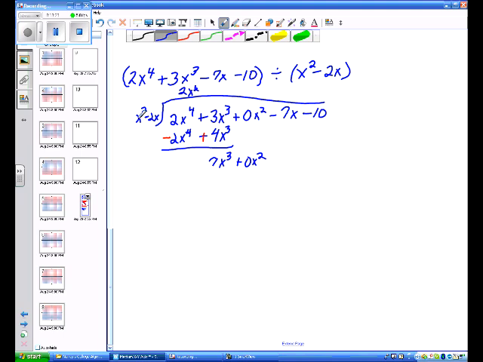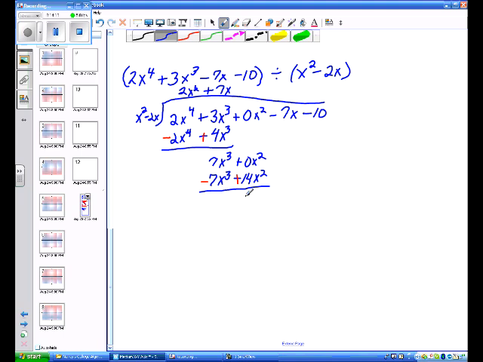Then we ask ourselves, x squared times what is 7x cubed? Well, times 7x. The signs were the same, so it was positive. We multiply. 7x times x squared is 7x cubed. 7x times negative 2x is negative 14x squared. That's why we needed that 0x squared, to hold the place, because we were going to have an x squared we needed to subtract with. Okay, we're going to subtract a binomial, so we'll remove our parentheses and distribute the negative.